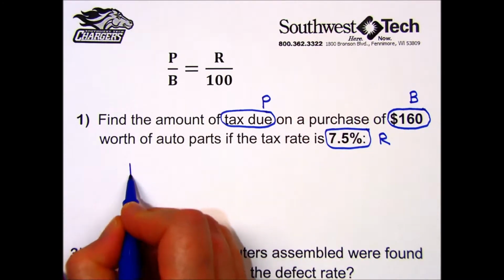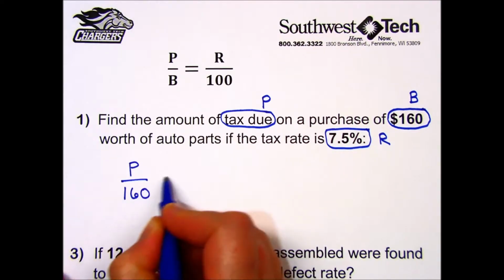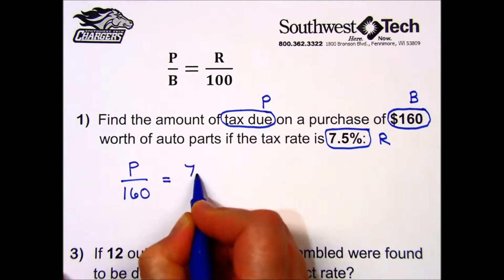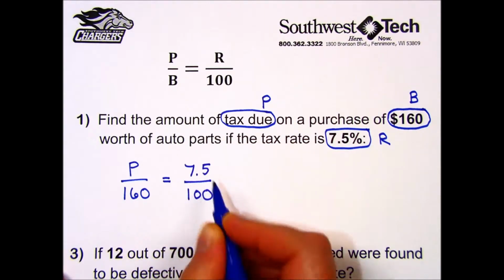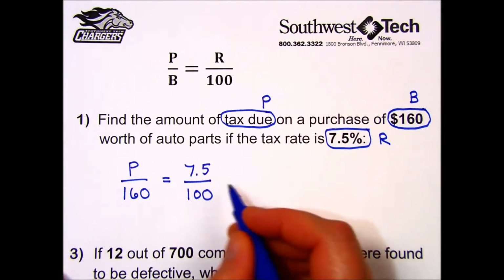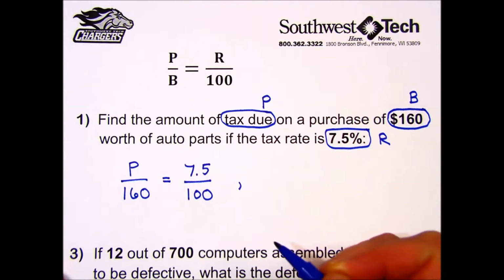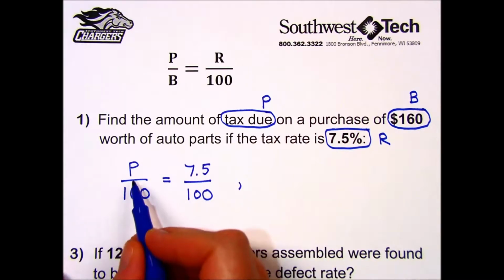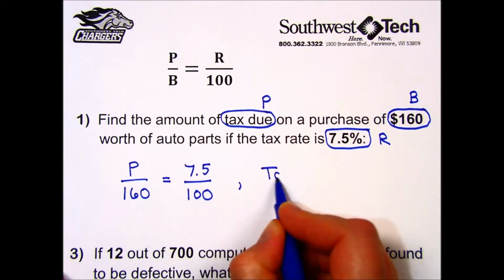Part over base, 160, is the rate, 7.5 over 100. And in using this formula, we do not write the percent symbol in this place. I'm going to use cross-multiplying to solve this problem. What I'm looking for is the part, the tax due.